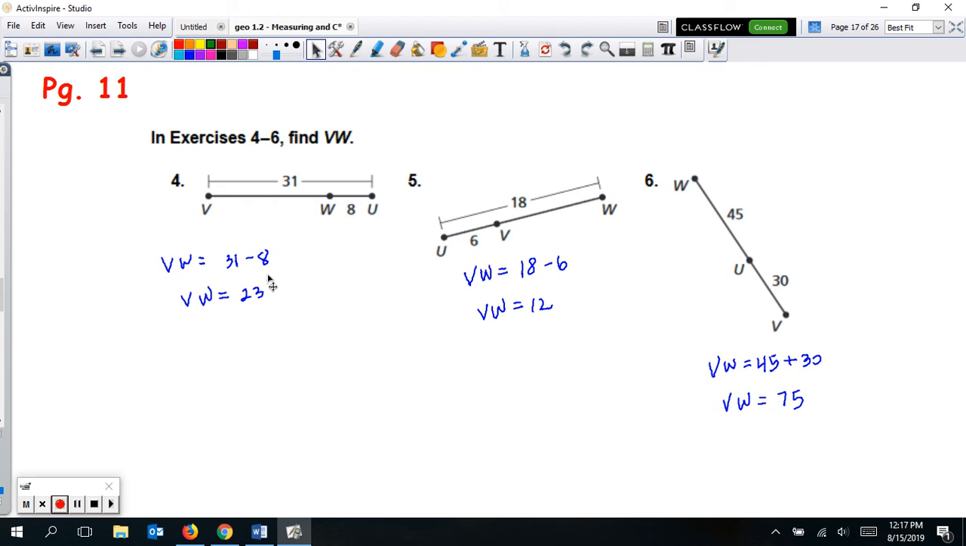Okay, so these are fairly simple to do. It's very easy when you're given the two segments and you're finding the long one. You just got to add. But if you're given the long one and given one of the short ones and you have to find another short one, that's where you're going to be subtracting. The long one minus this little short one will give you what you're looking for.